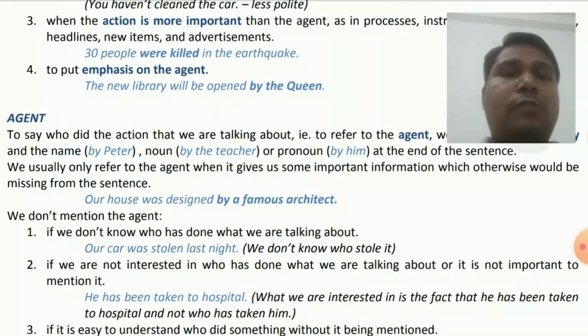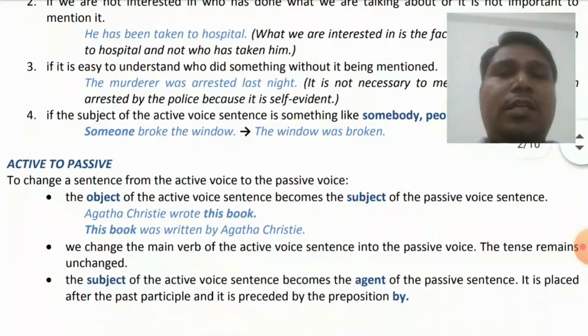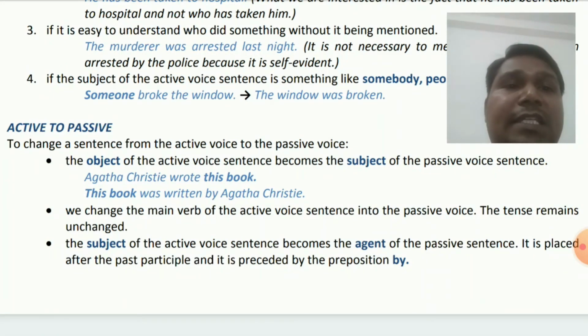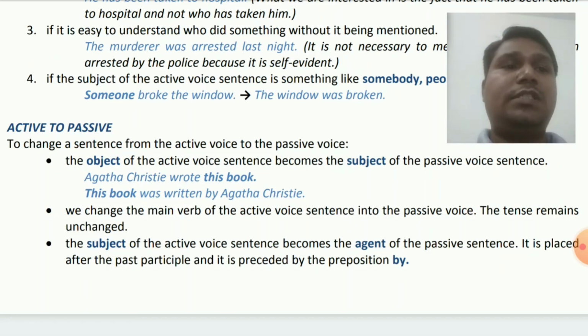This thing you have to remember well. Active to passive. To change active to passive, you have to remember this thing. The object of the active voice sentence becomes the subject of the passive voice sentence. As I have already said, let's see it with that example.